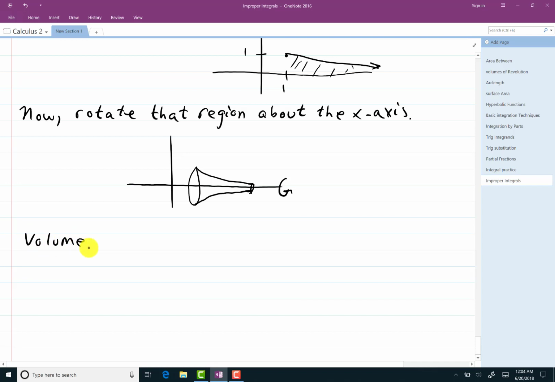we can use what's called, if you remember, the disk method, because there's no hole in it. It's revolving around the x-axis. So the volume, that was the one that was pi r squared times delta x. Since we're starting here at 1, this would go from 1 to infinity. The r is simply 1 over x, so I'm going to have 1 over x squared dx.